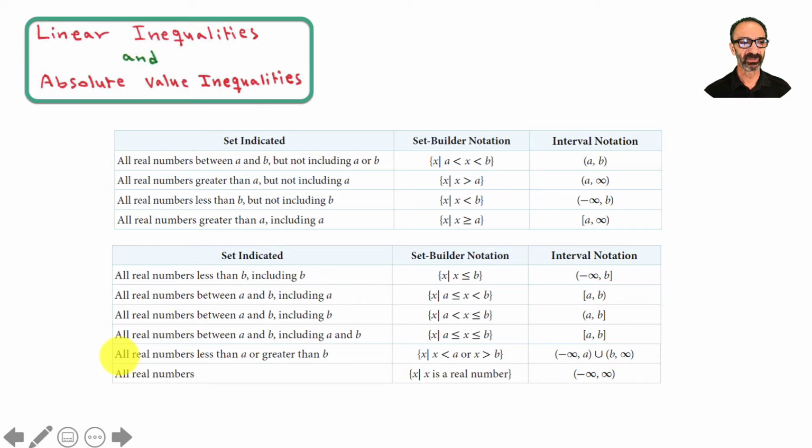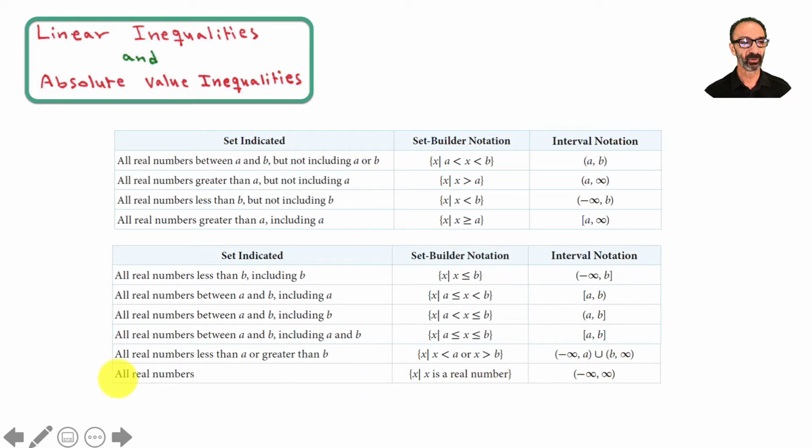This one right here, for example, all real numbers less than a or greater than b. So x is less than a or x is greater than b. That's much better to look at compared to this right here. In interval notation, it's from negative infinity to a, not including a, open parentheses, union b to infinity, not including b. Of course, infinity cannot be included.